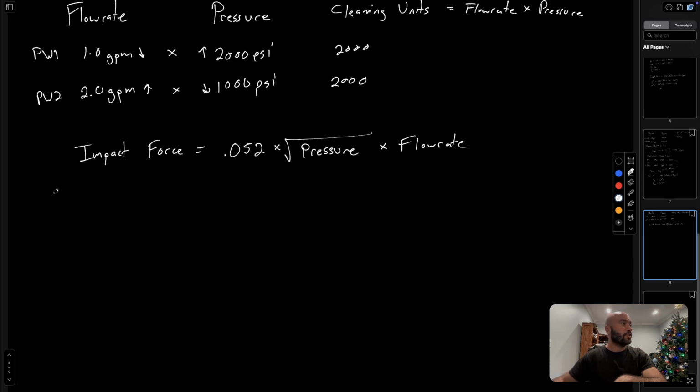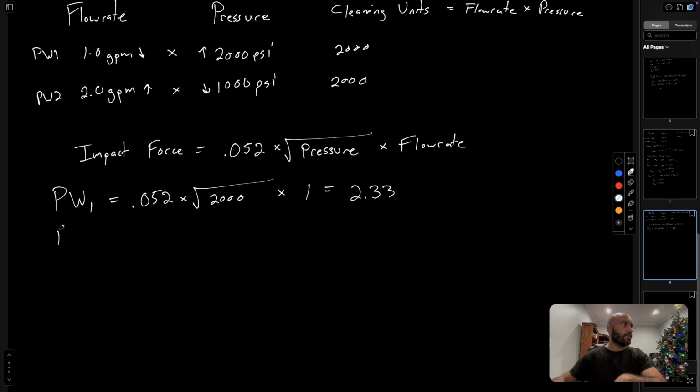So we'll take pressure washer 1, which is equal to 0.052 times the square root of 2000 times 1. And that equals 2.33. I did write this down ahead of time.